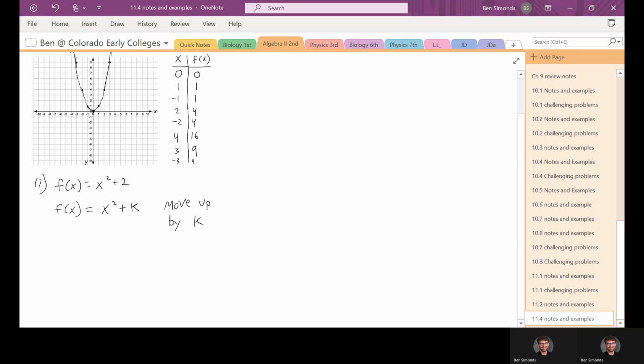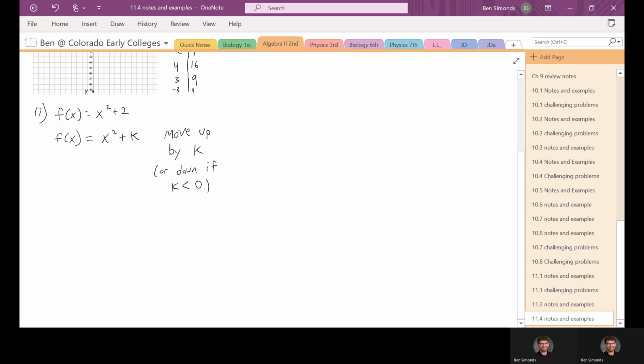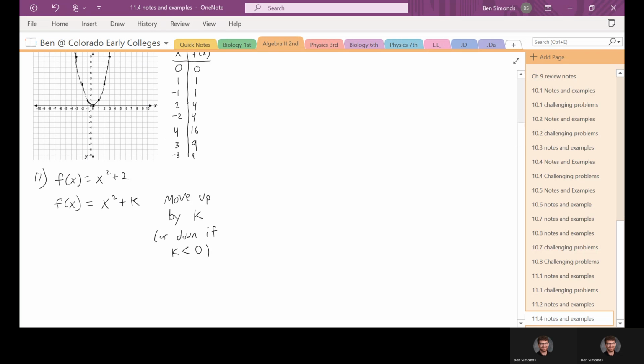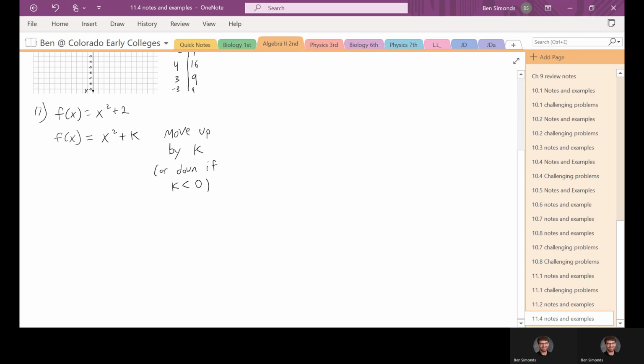So I'm going to move up by k, or down if k is negative, if k is less than 0. So if it was like x squared minus 2, then we would take our graph and shift it down 2. So that's all the x squared plus k type of graph is. It's taking our basic x squared graph and just moving it up or down. It doesn't move left or right in this case.